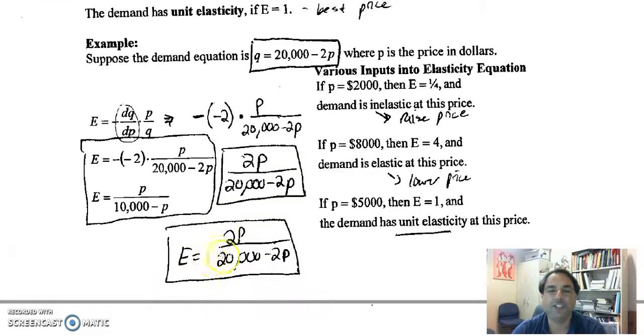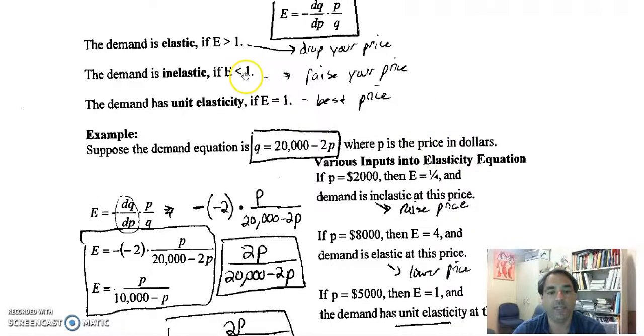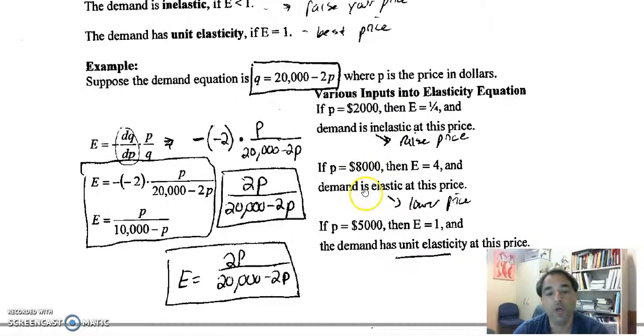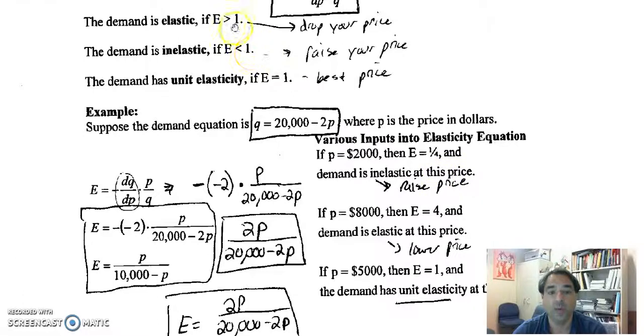If we decide to charge, let's say, $2,000, we plug 2,000 in for P, and our output E is 1/4. Well, 1/4 is less than 1, which means we're inelastic, so we should raise the price. Okay, so let's raise it to 8,000. When we plug in 8,000 for P, we get an E of 4. Well, 4 is greater than 1. At this point, we're elastic, which means we should drop our price.